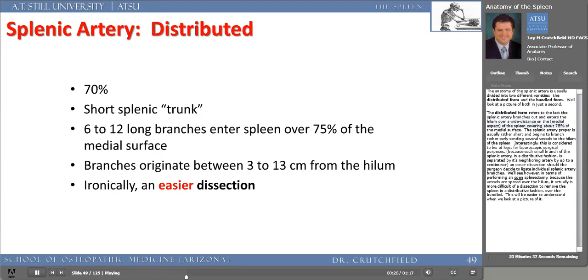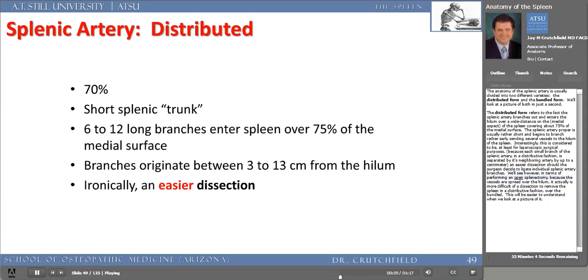The splenic artery proper is usually rather short and begins to branch rather early, sending several vessels to the hilum of the spleen. Interestingly, this is considered to be, at least for laparoscopic purposes, an easier dissection because each small branch of the splenic artery, in a distributed fashion, is separated from its neighbor by up to a centimeter. This makes for an easier dissection should the surgeon decide to ligate individual splenic branches.